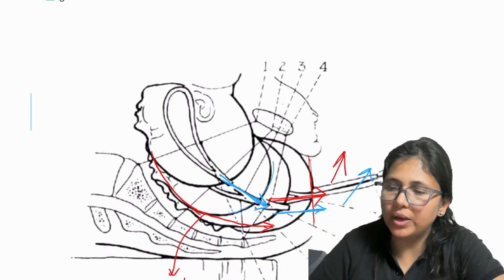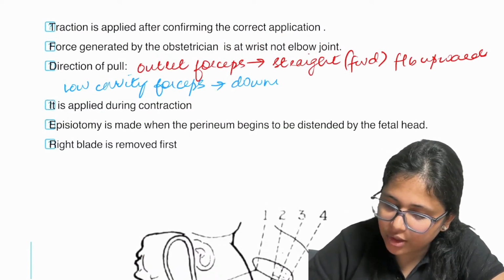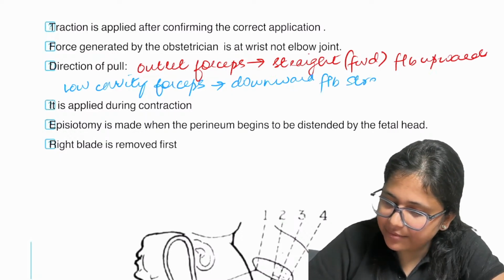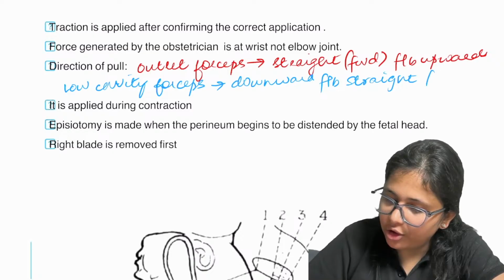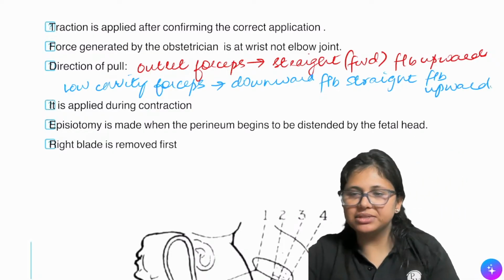Right, so we are just following the curve of Carus. So in this case, it will be downward and backward, followed by straight, followed by upward. I hope this is clear, guys.